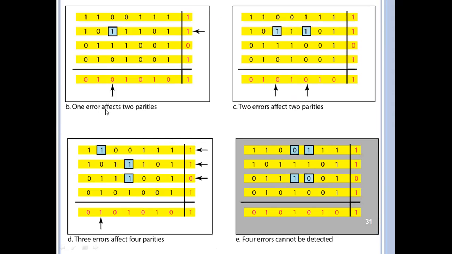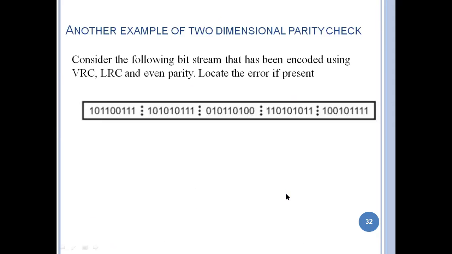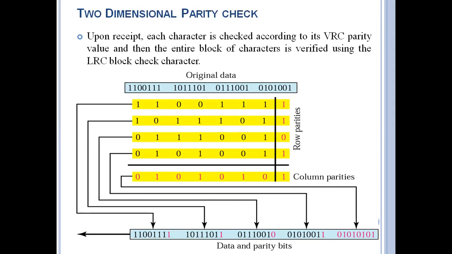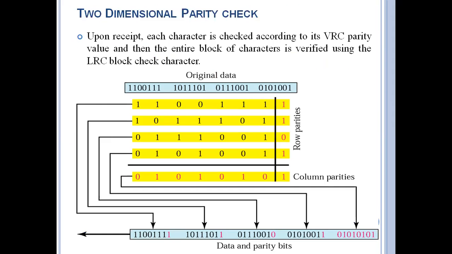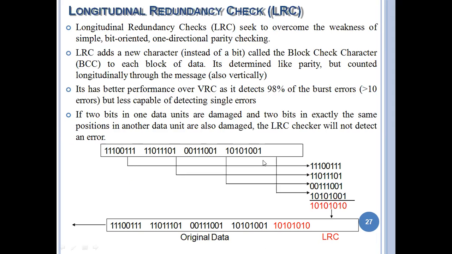Now if one error affects 2 parities, 2 errors affect 2 parities, and 3 errors affect 4 parities, 4 errors cannot be detected. If there are 4 errors, it cannot be detected. This is another example for the parity checker. In this way, only odd numbers are checked in the vertical redundancy check, but in the longitudinal redundancy check, both odd and even errors are checked.